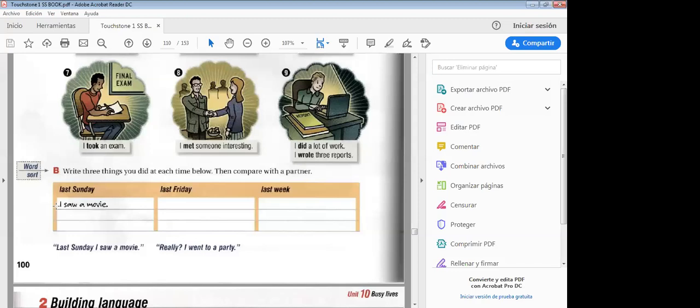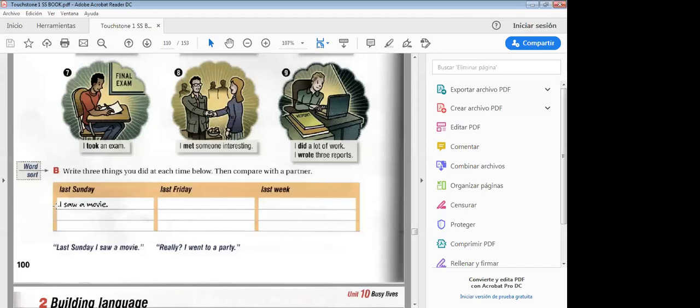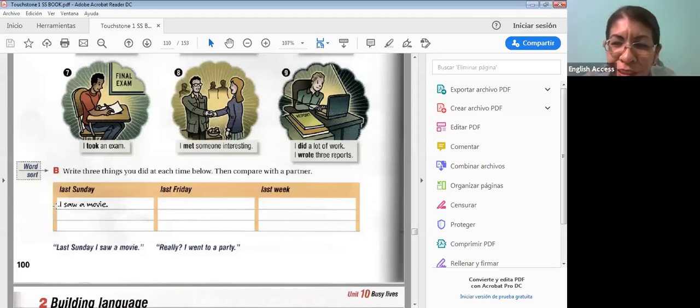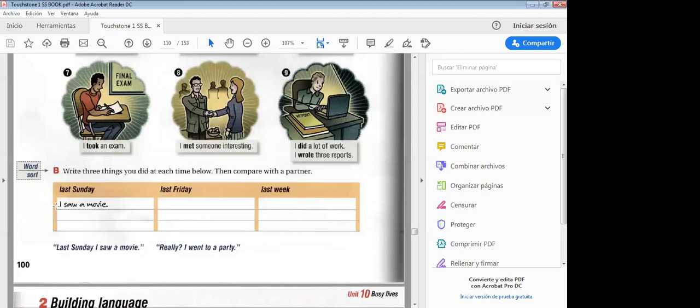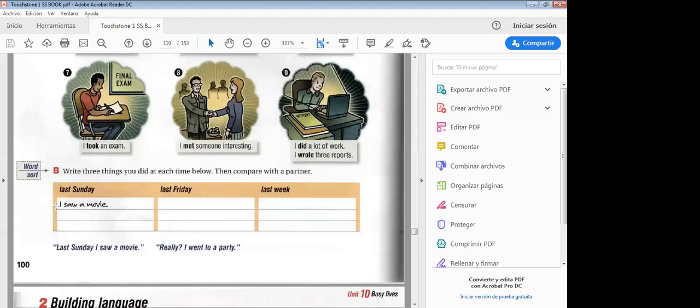Ready? Okay. Perla, Daniela? Yes, finished. Okay, so pay attention. We have the three columns. We have the time expressions. We are going to ask questions about this information. For example, question 1 is going to be, what did you do last Sunday? Question 2, what did you do last Friday? Question 3, what did you do last week? Okay? So we're going to do this.